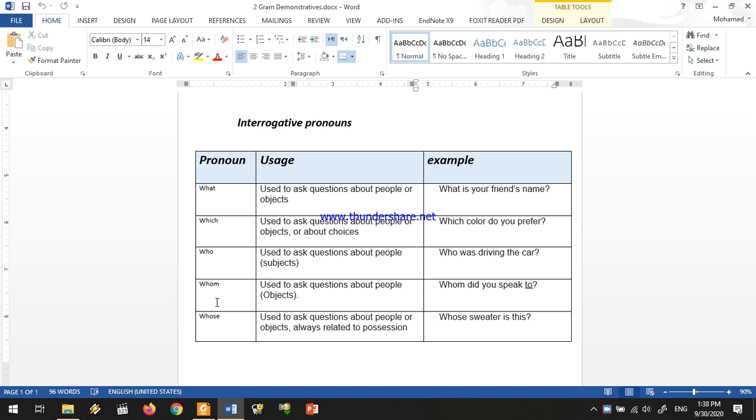Lastly, we have whose. Whose is used to ask questions about people or objects. It's always related to possessions. So we use whose to ask about the ownership of certain objects or ideas. For example, whose sweater is this, or whose pencil is this? If I'm holding a pencil, I might say, whose pencil is this? I'm asking about the owner of this pencil.